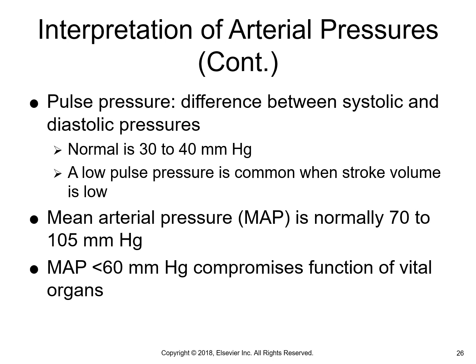All right, so looking at pulse pressure, remembering that is the difference between your systolic and your diastolic, so you do the math, subtract them. Okay, a low pulse pressure is common when your stroke volume is low. We like to have a mean arterial pressure from about 70 to 105, keeping in mind that if it's less than 60, that is going to compromise our organs. And you should remember how to calculate your mean.